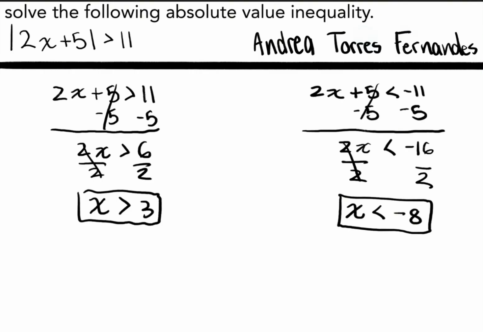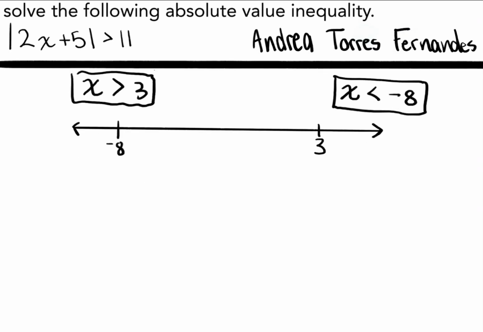Now we'd have to write this in interval notation. To help us write this in interval notation, we would want to create a number line. First, we want to put this section on the number line. X is greater than 3. So we do open circle and shade everything that's greater than 3. For the second section, we do x is less than negative 8. So we do open circle and shade everything that's less than negative 8.